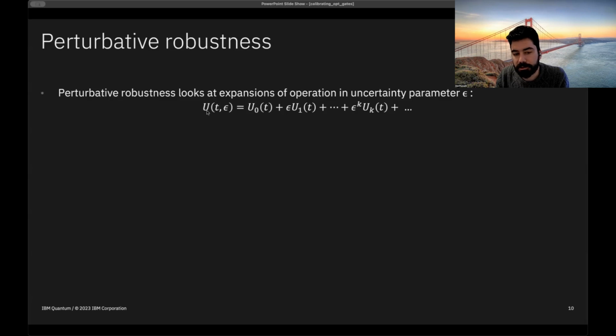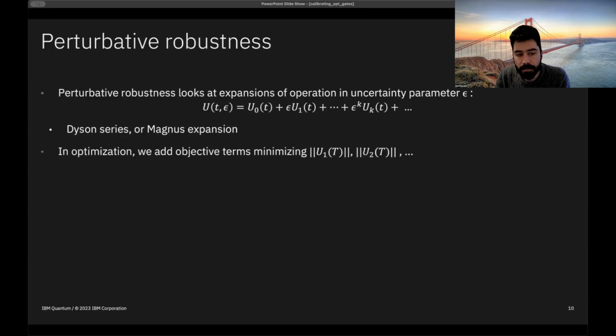So we take, say, our unitary, which we write as a function of t and epsilon, and expand it out as a power series in epsilon. And this would be kind of like the Dyson series, and then you could also do the same thing for the Magnus expansion. If people are familiar with that, that's another thing you'll see if you look into this stuff.